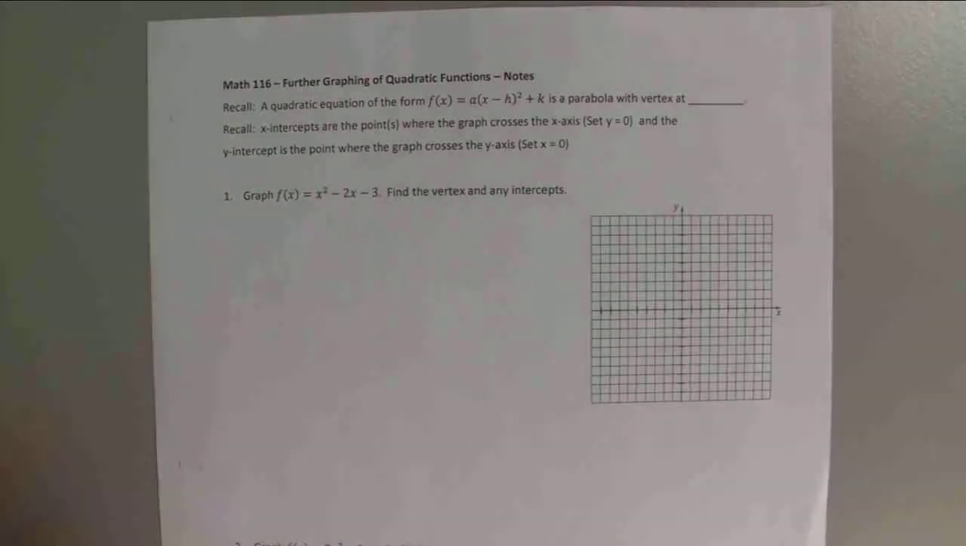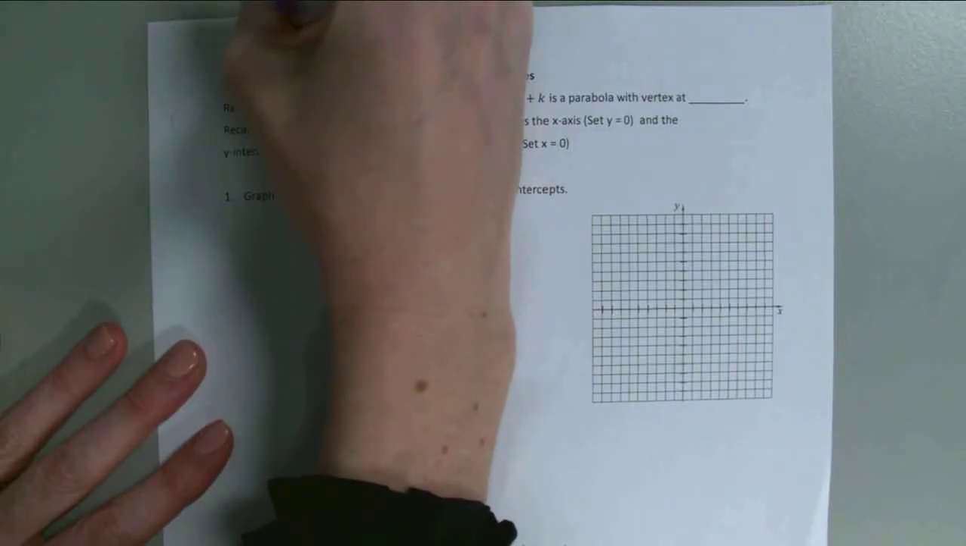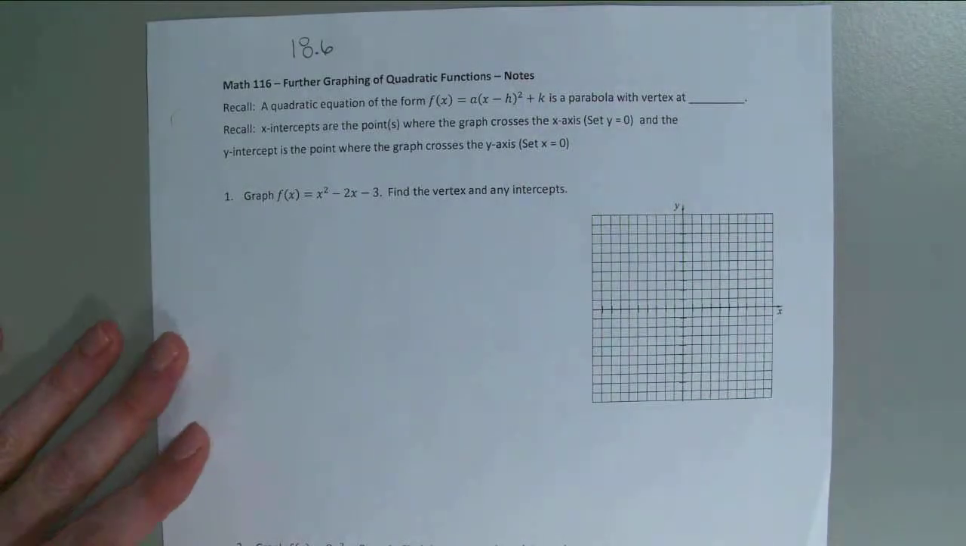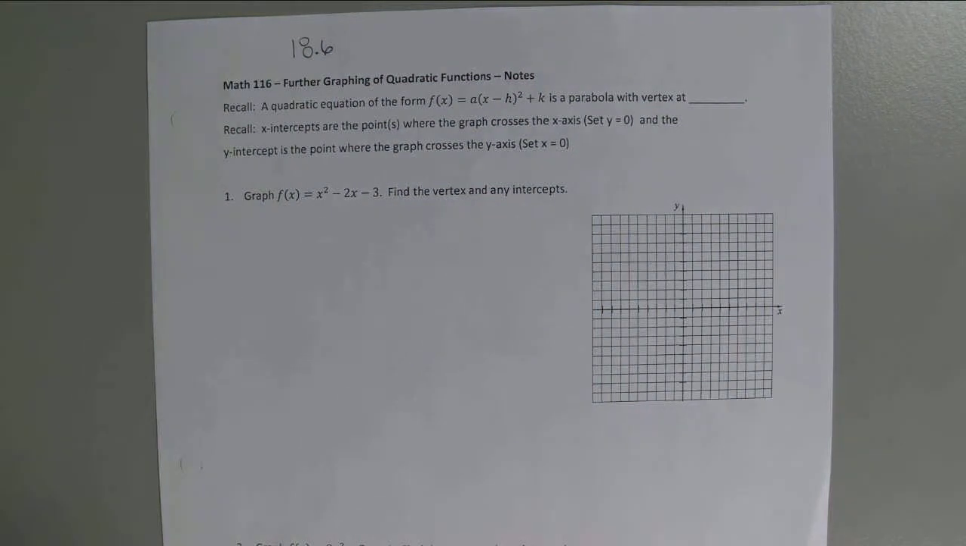So this is the last section that we're going to cover. It's 18.6. And 18.6 is called Further Graphing of Quadratic Functions. Basically, it just tells you a different way you can graph if your quadratic equation is given to you in a different format. So we'll look at that.